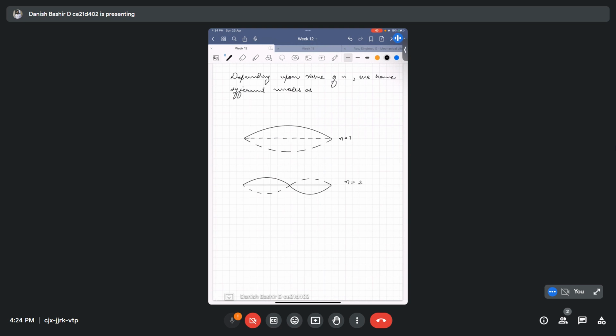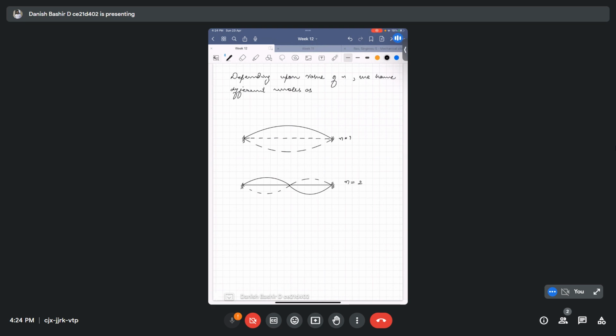One more important thing I have to keep in mind: the string is fixed at both ends because we assume w at x equal to 0 is equal to 0, and w at x equal to l is equal to 0. These are the important boundary conditions you have to keep in mind. That form is the basis for deriving the free vibration problem.